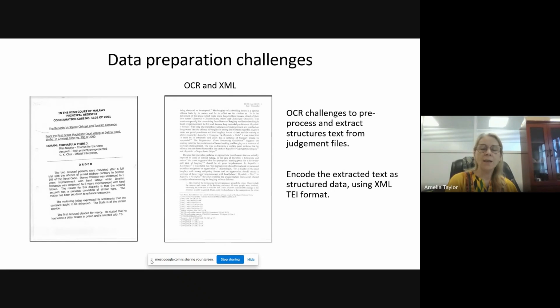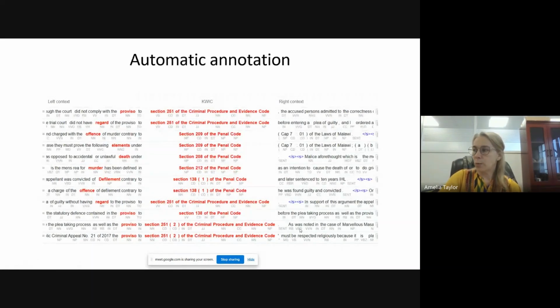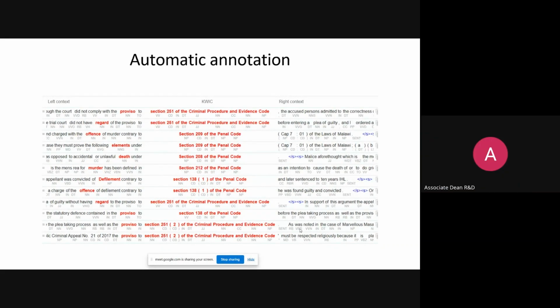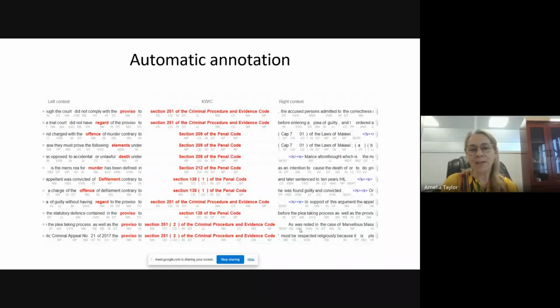For that, we used a markup language to help us represent the text. Sorry, I hope I'm still audible. Yes, ma'am, you're audible. Great.